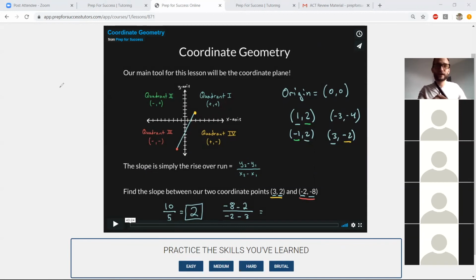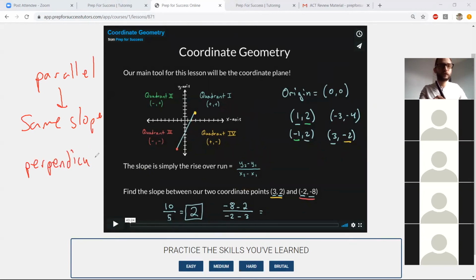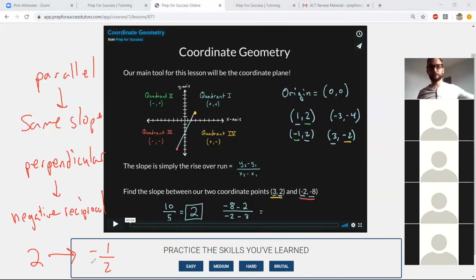You also want to remember that if they say the word parallel, if 2 lines are parallel, that means they have the same slope. If they're perpendicular, that means they have negative reciprocal slope. For example, if you have a slope of 2 and they're perpendicular, you flip it to get 1/2 and put a negative in front of it. So that's perpendicular. These are a couple things you want to be comfortable with.